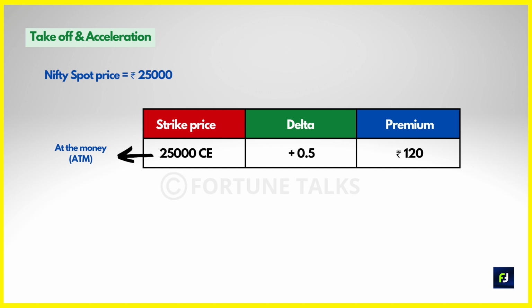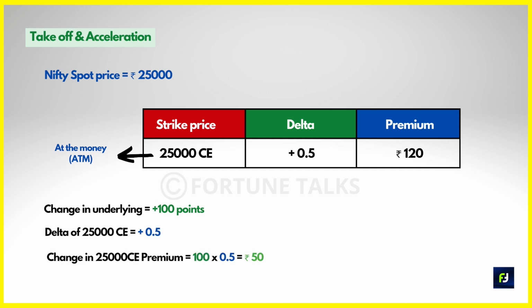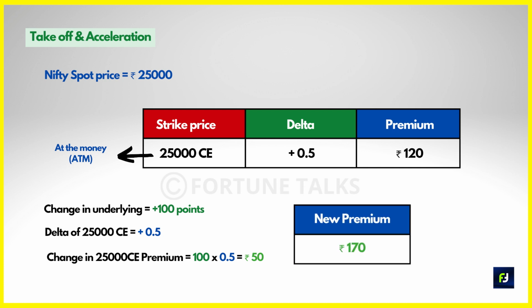Let us take this forward and see how an ATM option, that is the 25,000 call option, which has a delta of around 0.5, would react to the same 100-point change in the underlying price. The premium of the 25,000 call option is 120 rupees. Then for a 100-point change in the spot price, the option premium is expected to move 50 rupees. So the new option premium will be 170 rupees, which is a decent return of almost 42%. As mentioned earlier, in real market conditions, the change in premium would be higher as we can expect the delta to be in the slightly ITM range of 0.6.